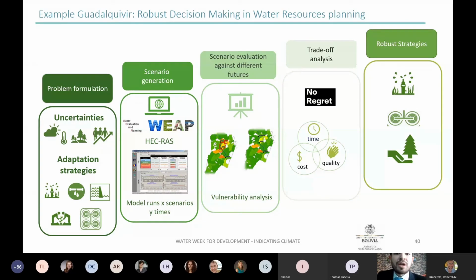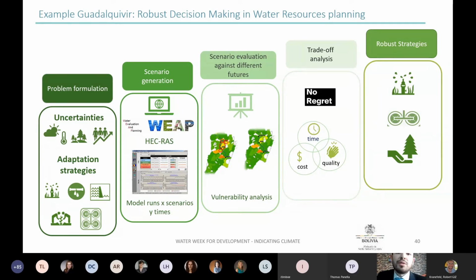So here first we have to see the problem formulation. The problem can be described as water security for drinking water use and production, like wine, as I said before. Uncertainties considered include, for example, climate change, population growth, ecosystem, and health. But we also have adaptation strategies, which include water efficiency, water loss reduction, drip irrigation, reservoirs, reforestation, and also wastewater treatment plants.